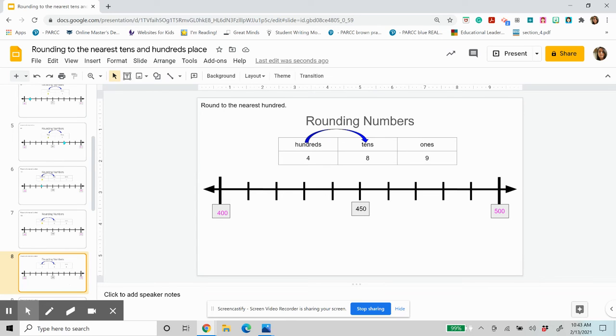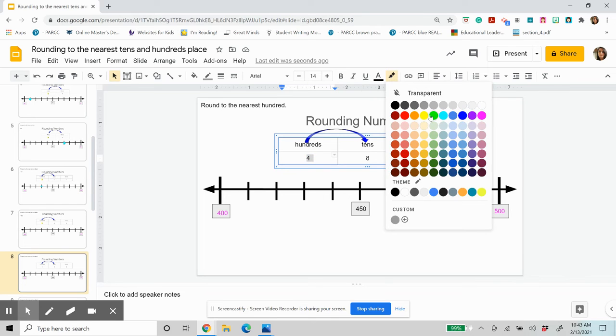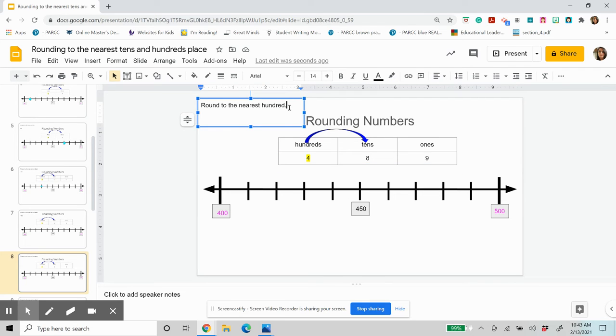All right, let's look here. Again, we're rounding to the nearest 100. So 489. We're rounding to the hundreds, so that helps me say this is either 400 or 500. Now I want to look at my deciding number. That is the number to the right. This is my deciding factor. That is an 8. We said 5 or higher, we round up. So we're going to go to the higher number. So 489 rounded to the nearest 100 would be 500.